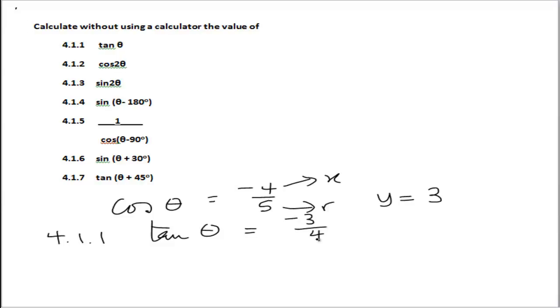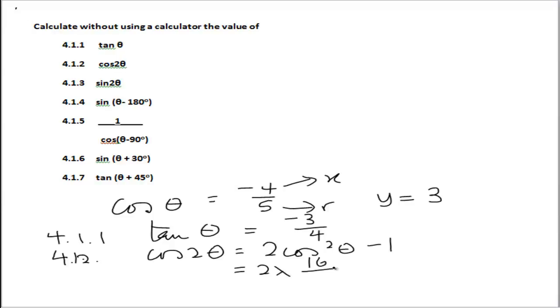And then we got 4.1.2, which says cos of 2 theta, and that can be written as 2 cos squared theta minus 1, and that's 2 times, square that, which is 16 over 25 minus 1, and that gives you the answer 7 over 25.